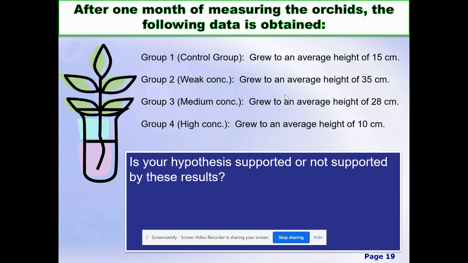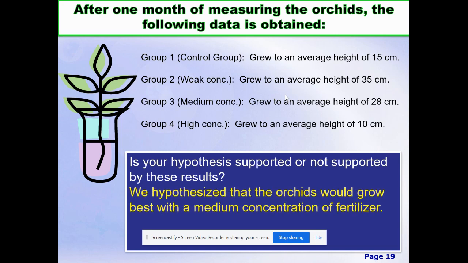So is your hypothesis supported or not supported by the results? We hypothesized that the orchids would grow best with a medium concentration of fertilizer. Is that what our results show? Our results show that which one grew the best? Actually, if you look back, it shows that the weak concentration grew the most. So therefore, the results do not support our hypothesis.